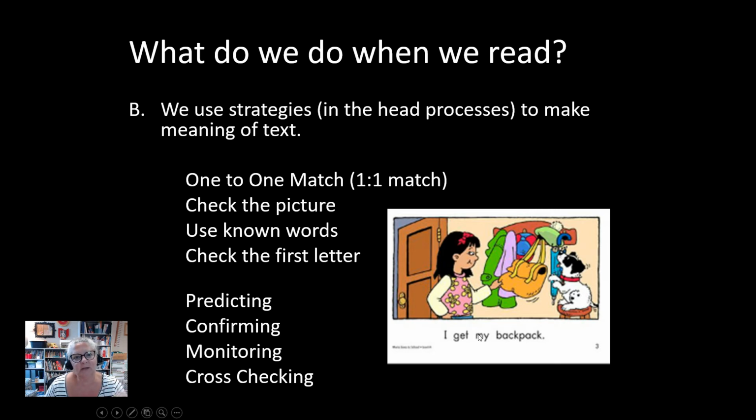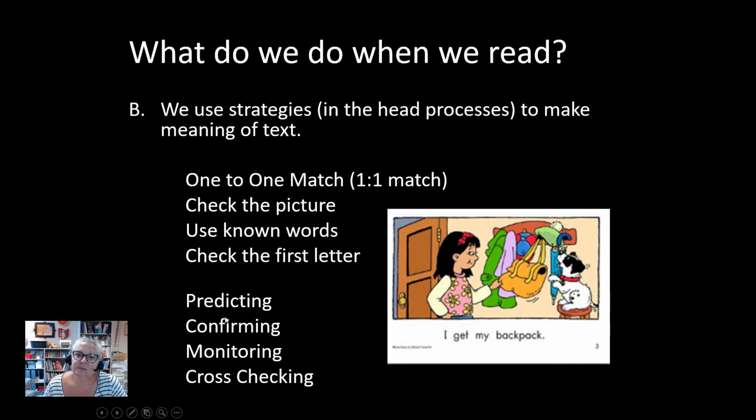Kids have to learn that. Kids also have to learn to check the pictures. In early books, pictures help us think about what's possible in the story. They have to use known words. So when kids are learning to read, they learn a few words that they just know by heart. And those words will become sort of islands of certainty for them. So if you know the word my, when you come to this page in the book, that word should just pop into your head. We also want kids to check the first letter and check further letters in the word as they learn more of those phonics features. At first, when kids know very few letters, we'll be happy if they're just looking at the first letter.